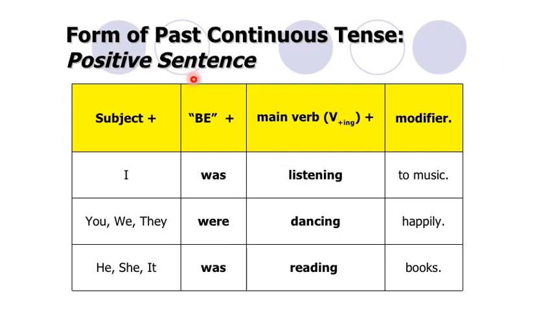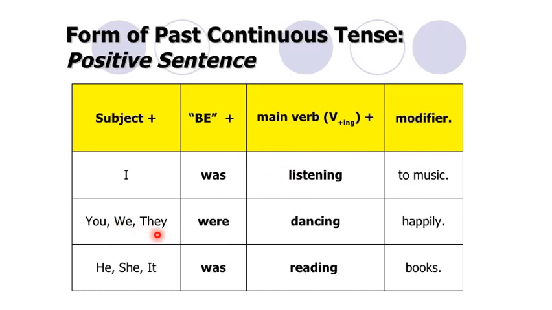Positive sentences. We use subject plus be, means helping verb, plus main verb ing form plus modifier. For example, I was listening to music. You can see here I is subject, was is helping verb, listening is main verb, to music is modifier.